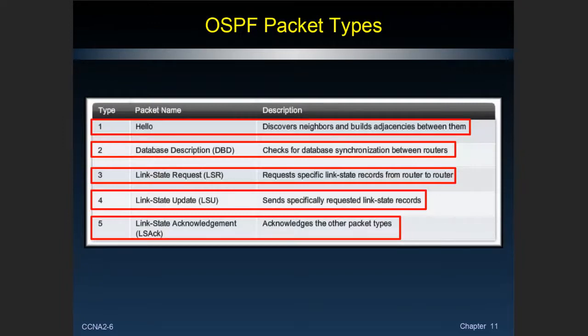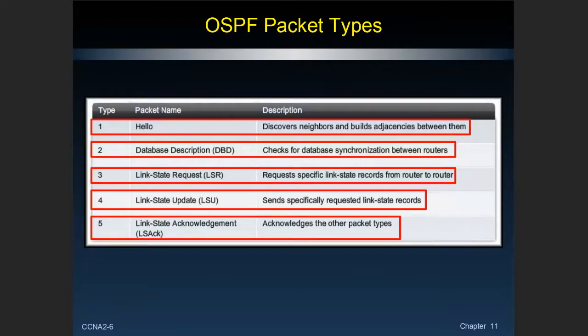Okay, so hello packet, discover the neighbors, build adjacencies between them. Anytime two OSPF routers come up, they're going to send out hello packets trying to find their neighbors and link up with them. The database description is this database of all the network status, kind of like when you look at show ip route, you see all the networks. Router A is going to share all that with router B.